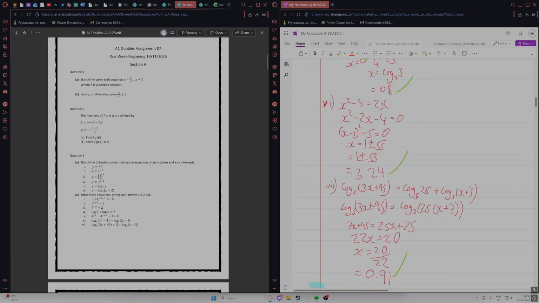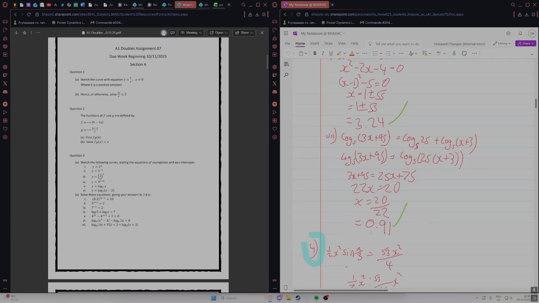With the next question, you just have to turn the 2 into log base 5 of 25 and then combine the logs, and you can do the same thing and just rearrange.